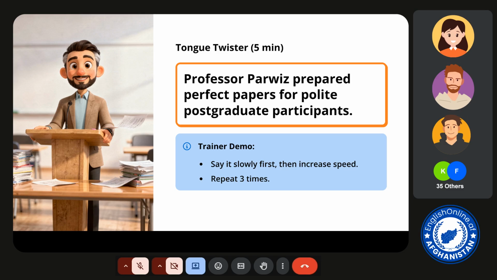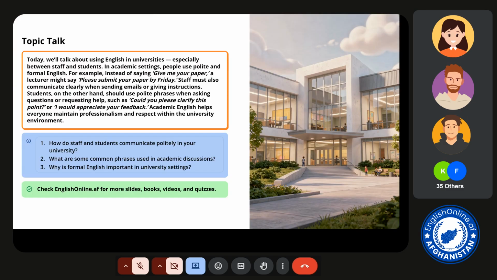We can move on to our next slide, and that's going to be the topic talk slide. Here we'll have a paragraph. I will read it. I will translate it as well. After me, one of you will read it. Then we'll go for the follow-up questions, okay? And you are going to share your ideas and your experiences in these 3 questions.